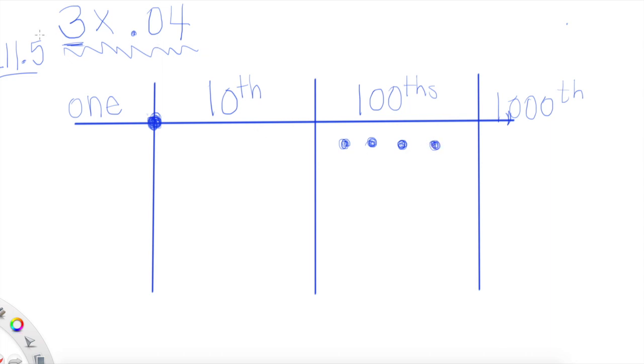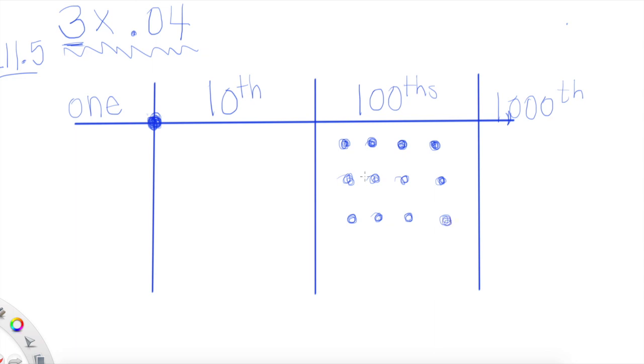So we're going to make 3 copies of 4/100ths. Here I have 4/100ths. I need a total of 3 copies of 4/100ths. And then we're going to think about what that number looks like.